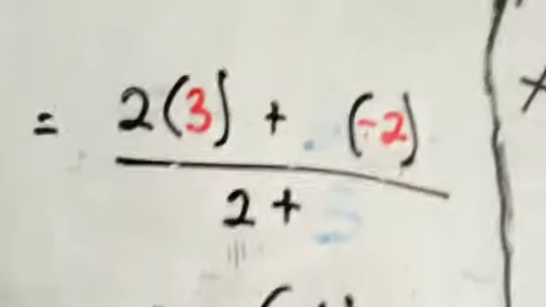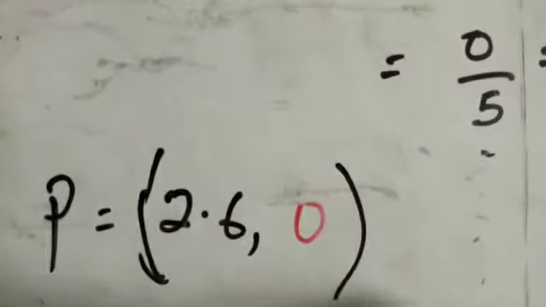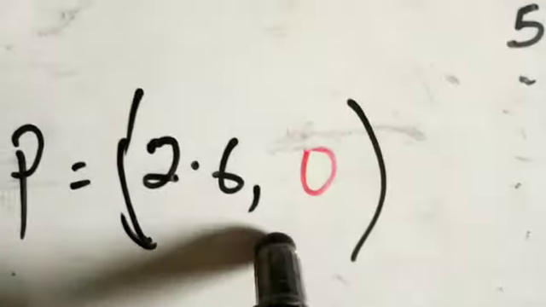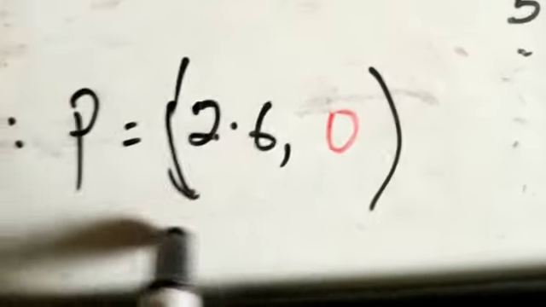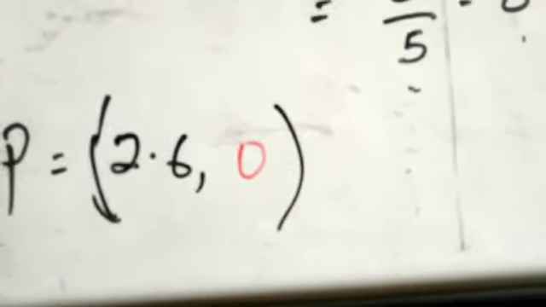So now we have the first leg to be 2.6 and the second leg to be 0. The point P that divides that line into the given ratio is 2.6 comma 0. This is how simple it is to solve the internal division question.